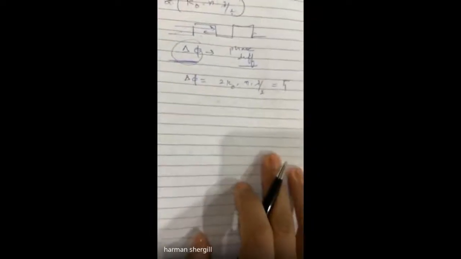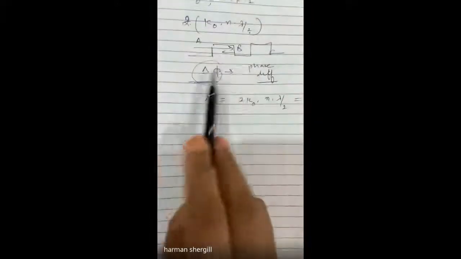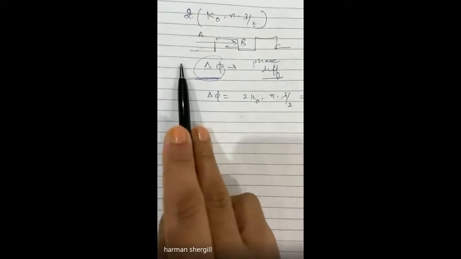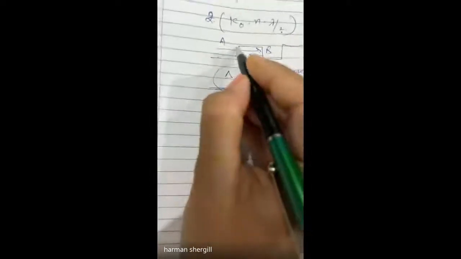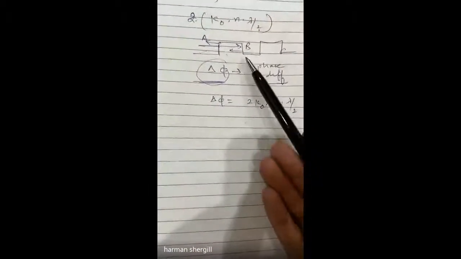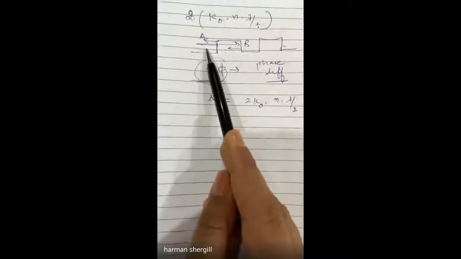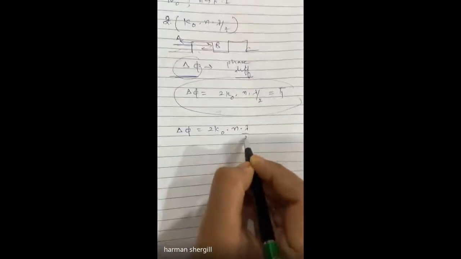The wave which is coming back, suppose this is point A and this is point B. The wave which is coming back from point B is in phase with the wave which is reflected at point A. See, one wave is reflected from this point and another from this point. The wave which is coming back from point B will add in phase with the wave which is reflected at point A only when this condition is satisfied. So delta phi is written as 2 k naught into n into lambda by 2 is equal to pi.